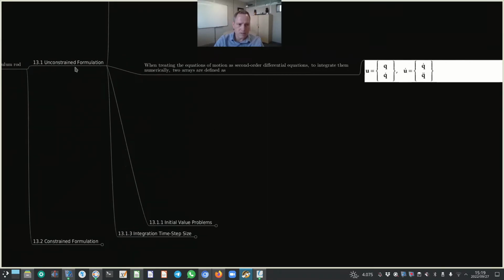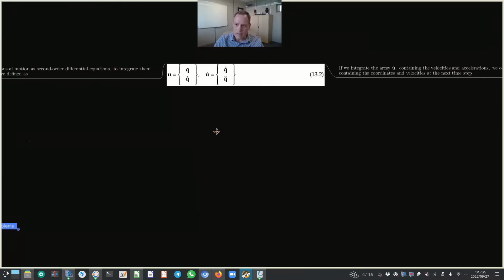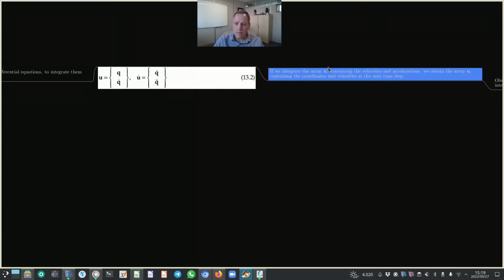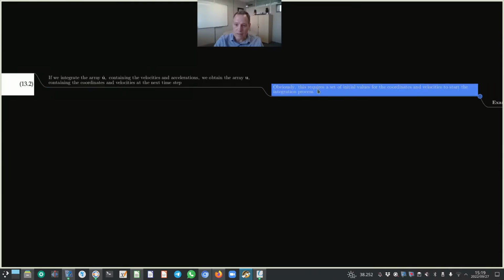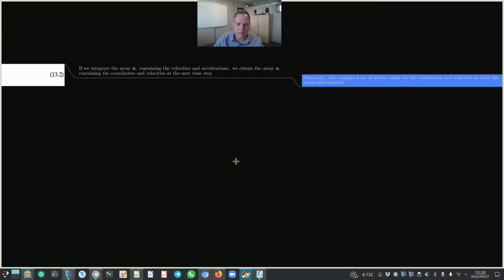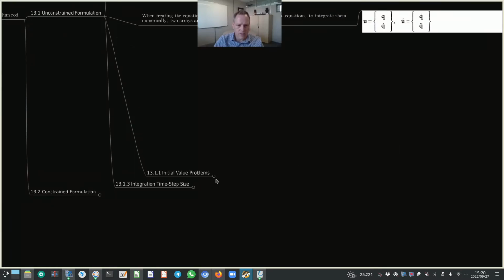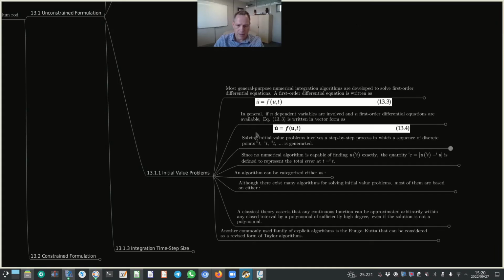Alright, so we're still busy discussing the unconstrained formulation. So let's now look at initial value problems. We did mention the initial values: if we integrate the array u dot containing the velocities and accelerations, we obtain the array u containing the coordinates and velocities at the next time step. This is the point I was looking for. Obviously, this requires a set of initial values for the coordinates and velocities to start the integration process. Alright, so let's look at initial value problems, which is obviously what we are dealing with in this section.